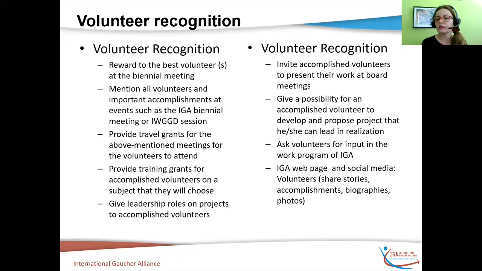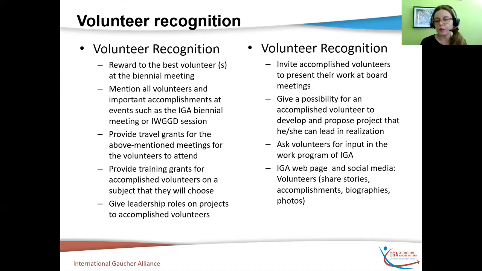Also, we ask volunteers to input in our work program, because if you've been with us for a year or two, you deserve to be a part of the conversation. So when we do our work program, we ask our volunteers for comments and suggestions. We also give leadership roles on projects. Some of the volunteers start with one project, then they decide that they are better in something else, they continue with another project, and that's okay. You need to be flexible with people.